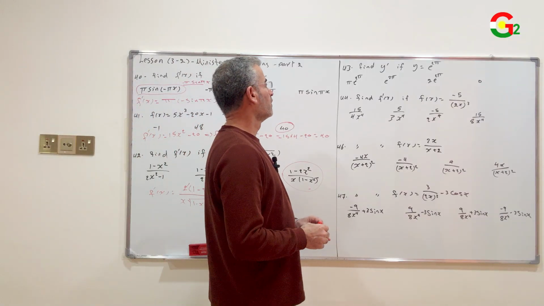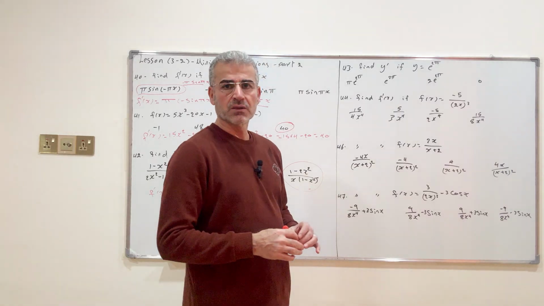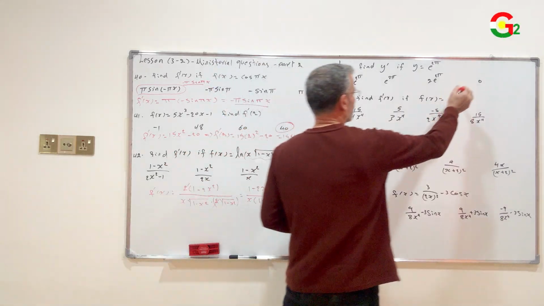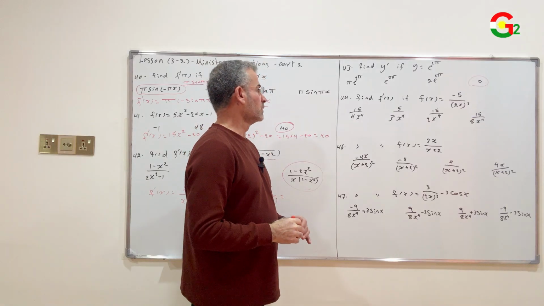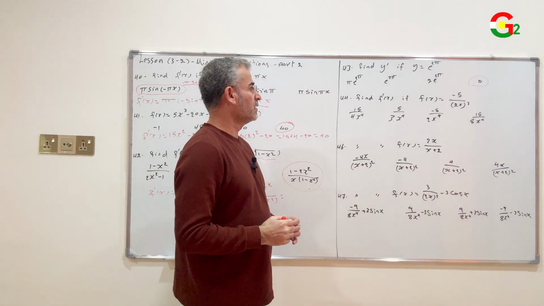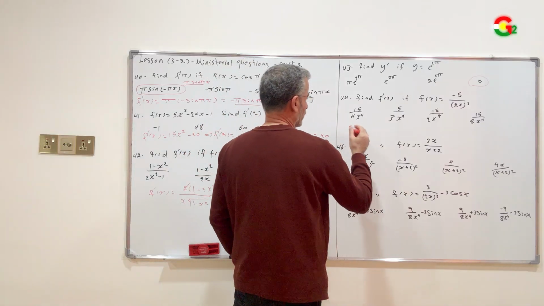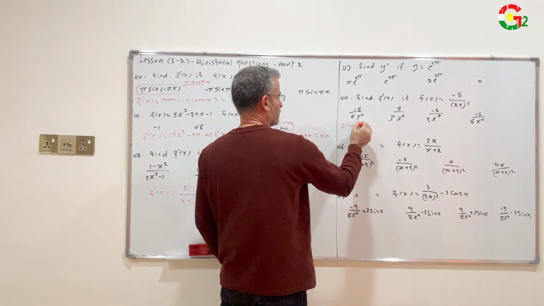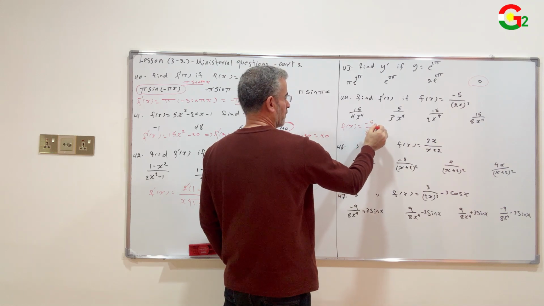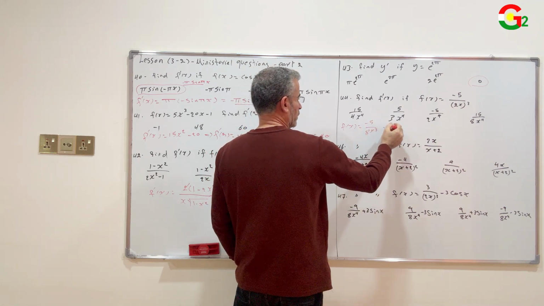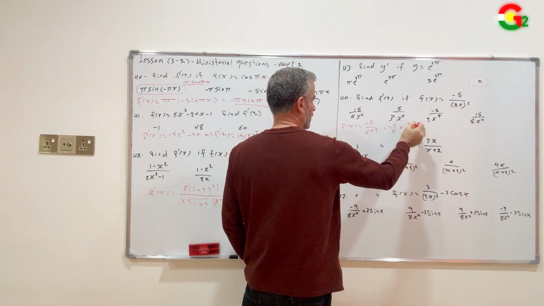Number 43, find y prime if y equals e to the 2 pi. E to the 2 pi is a constant, then its derivative is 0. Question number 44, find f prime of x if f of x equals negative 5 over 2x all to the power 3. Rewrite this function as negative 5 over 8x to the power 3, equal to negative 5 over 8 x to the negative 3.